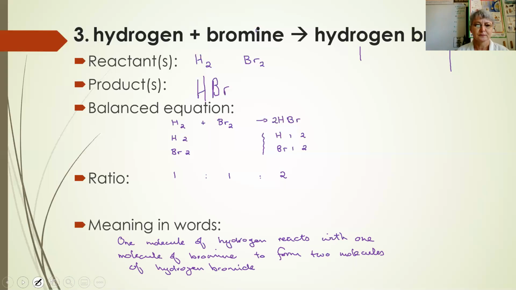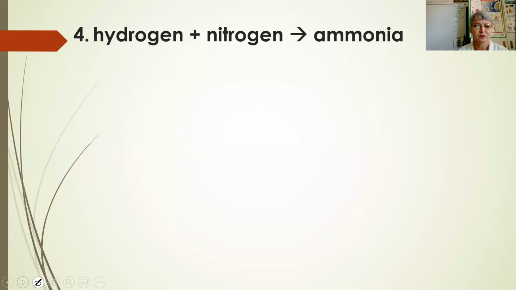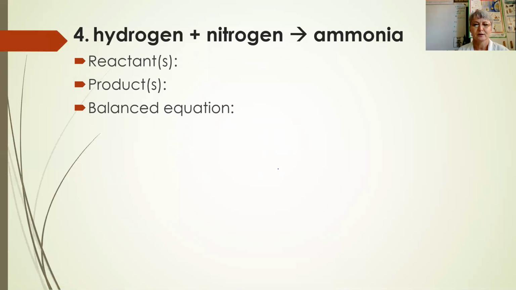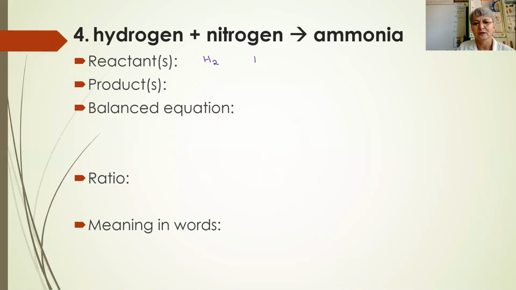Last one for this video is the reaction between hydrogen and nitrogen to form ammonia. So in this reaction, the reactants would be hydrogen and nitrogen, and the product would be ammonia. Hydrogen remains diatomic. Nitrogen is also diatomic. Ammonia is actually nitrogen trihydride because nitrogen has a valency of 3 and hydrogen has a valency of 1. The formula for the compound is NH3.